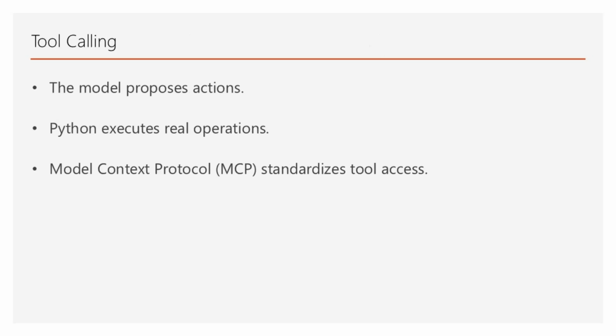Tool calling is how language models interact with the outside world. The model doesn't execute code or touch systems directly. It proposes an action, Python performs it, and the result is passed back. An important development here is the Model Context Protocol, or MCP. MCP standardizes how tools, data sources, and capabilities are exposed to models. Instead of custom, one-off integrations, MCP provides a consistent contract between the model and the tools it can use. The important point is this: regardless of protocols or standards, the model suggests and your code decides and executes.